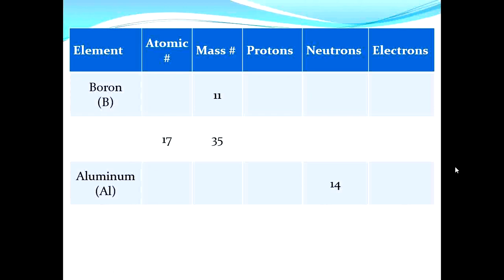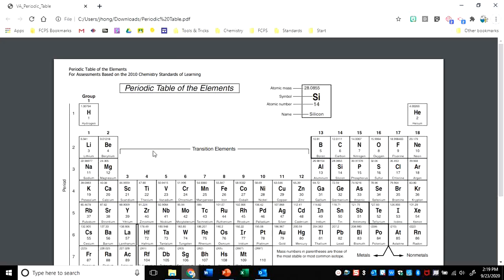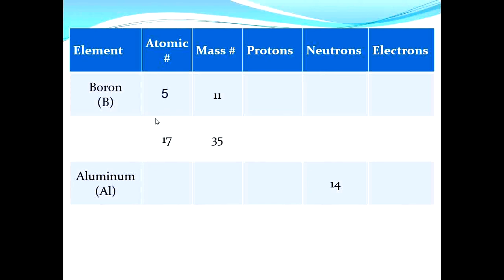Now let's do some practice problems. Go ahead and take out your periodic table, or you can find a copy on Google Classroom, or again, you can simply Google a periodic table. And let's find boron. So on our periodic table, boron is right here, number 5. So boron's atomic number is 5. The example gave us the mass number, which is 11. Okay, so let's figure out the number of protons. Well, how do we figure out protons? Remember, the atomic number tells us the number of protons. So therefore, it has 5 protons.